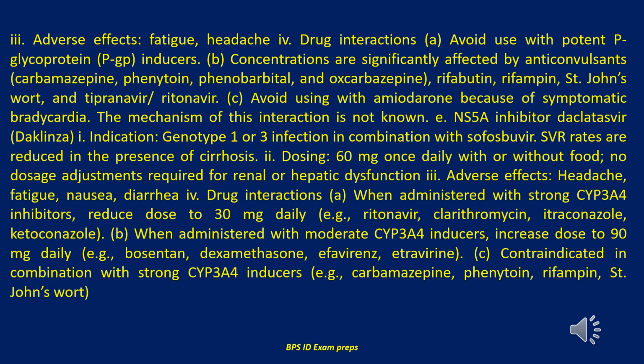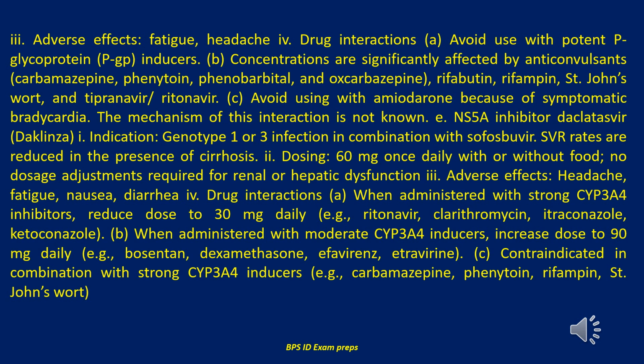4. Regarding the drug interactions, A. Avoid use with potent P-glycoprotein, abbreviated as PGP, inducers. B. Their concentrations are significantly affected by anticonvulsants, e.g., carbamazepine, phenytoin, phenobarbital, and oxcarbazepine, rifabutin, rifampin, St. John's wort, and tipranavir co-formulated with ritonavir. C. Avoid using with amiodarone because of symptomatic bradycardia. The mechanism of this interaction is not known.